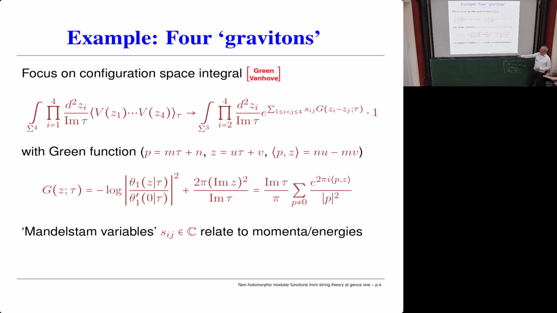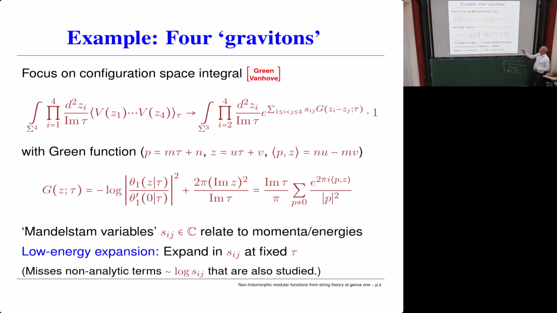And these Mandelstam variables, s_ij, as I say, you can think of them as complex numbers. They're related to the momenta and energies of the physical process. But now the task is to do this integral up here. So you integrate over the punctures, this complicated function of the punctures, and you want to keep tau as a parameter free.